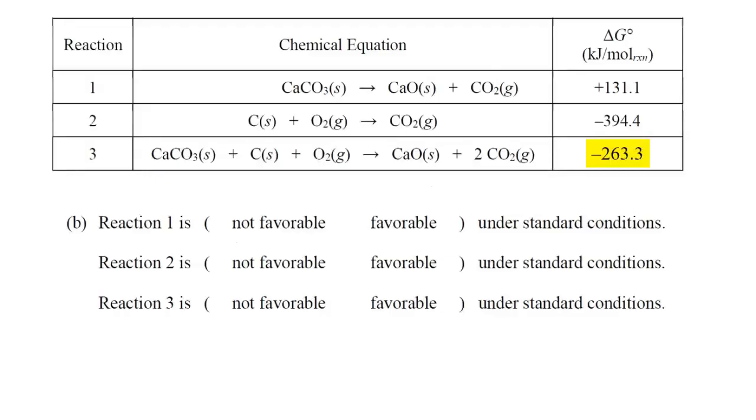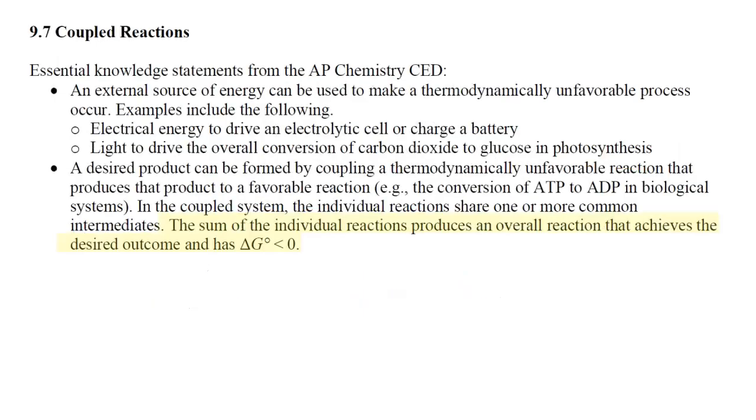So reaction 1 with a positive delta G is not favorable under standard conditions, but both reaction 2 and reaction 3 have a negative delta G, so they are classified as favorable under standard conditions. The fact that reaction 3 is classified as thermodynamically favorable is consistent with what you can see on this slide for topic 9.7, coupled reactions: the sum of the individual reactions produces an overall reaction that achieves the desired outcome and has a negative delta G, indicating that the overall reaction is thermodynamically favorable.